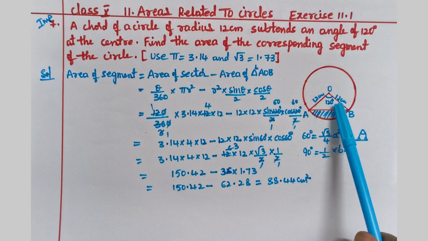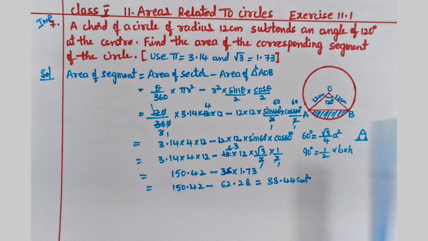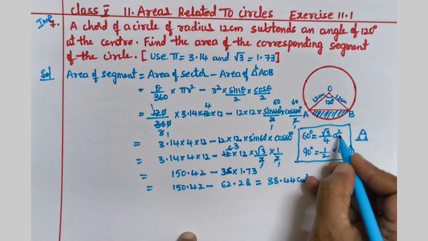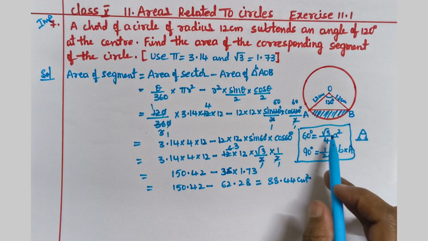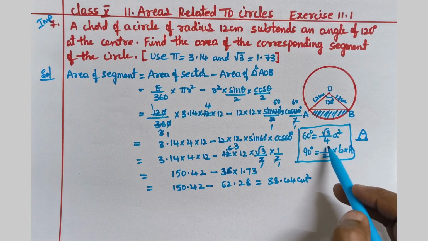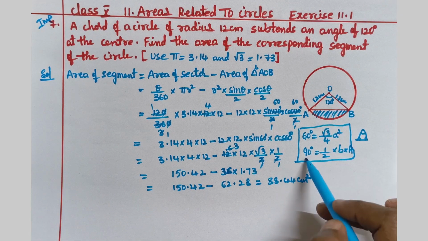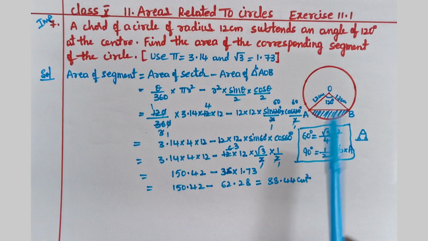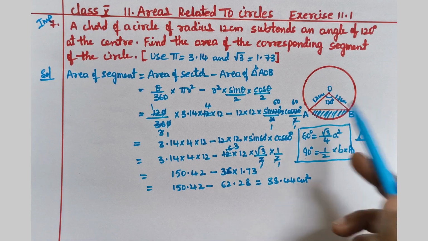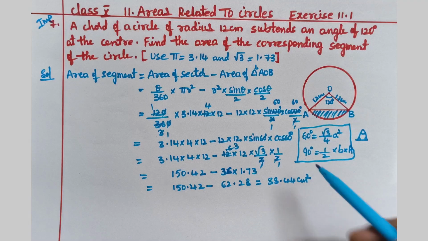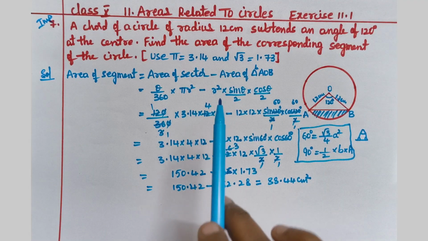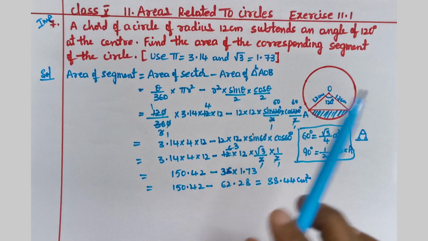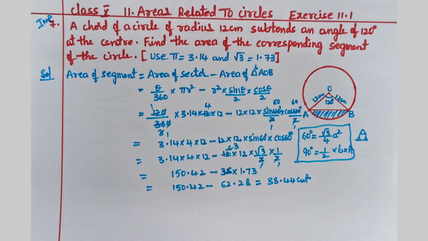What is the main concept here? The center angle is 120 degrees. Keep in mind: if the center angle is 60 degrees, we use root 3 by 4 a square. If the center angle is 90 degrees, we use 1 by 2 b into h. But leaving these two, for any other degree, here 120 degrees, we will use this formula. Keep this formula in your mind: r square into sin theta by 2 cos theta by 2. Apply this formula and you will get the answer.